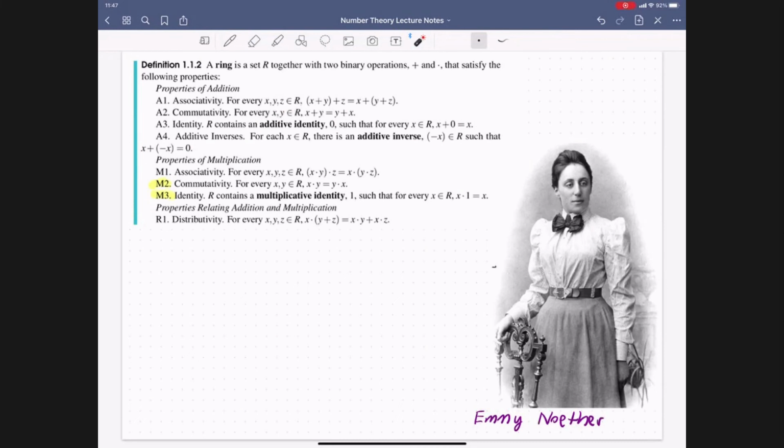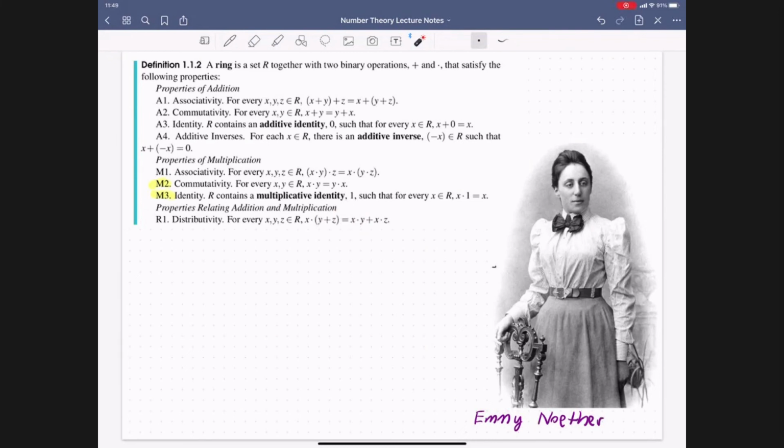Then we have the multiplicative properties. If we have three elements x, y, z in R and we multiply them, x times y times z is equal to x times y times z, grouped either way. The order does not matter in how we multiply. We are assuming commutativity, so x times y is equal to y times x. We have a multiplicative identity, namely 1. Anything times 1 gives us back itself. And then the last one is the property that relates addition and multiplication together, namely the distributive property. So if we multiply x times y plus z, the x distributes over.